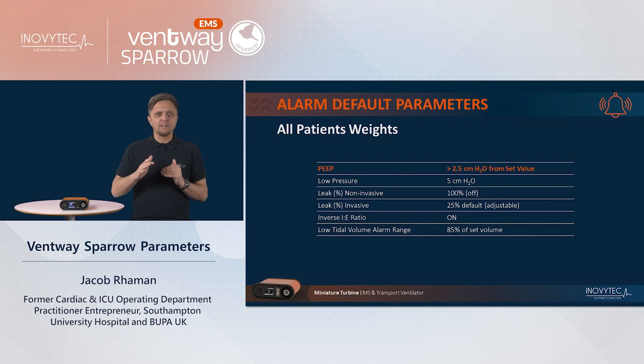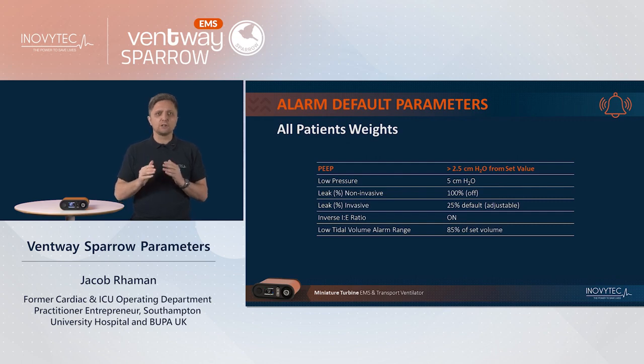The PEEP value on the ventilator is set on the patient breathing circuit, which has an adjustable PEEP valve built in. The PEEP value is then shown on the bottom of the user interface screen on the Ventway Sparrow. Caution: there can be a difference between the set PEEP versus the delivered PEEP on all ventilators. By adjusting the PEEP valve on the circuit, it is possible to optimise the delivered PEEP of the patient. The alarm default parameter for low PEEP pressure is 5 centimeters of H2O.